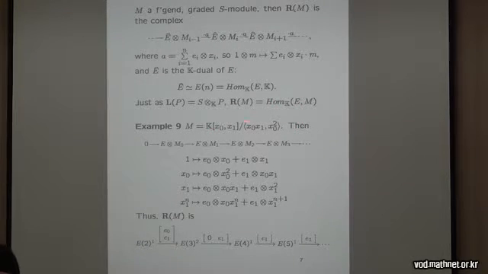Let's do an example. So if I take this very simple S module here, so I take polynomial ring in 2 variables, modulo this little toy ideal, I have these pieces.